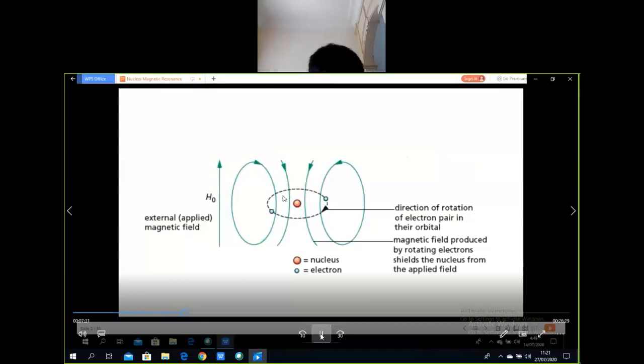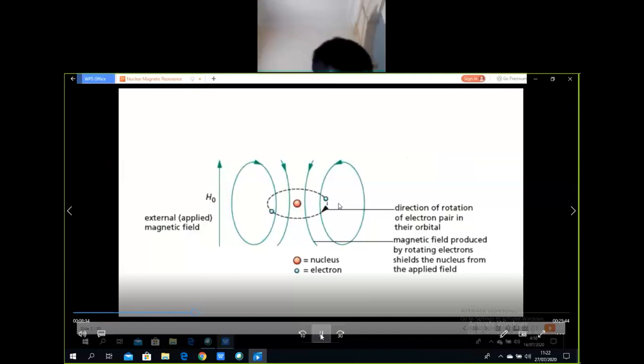This is the direction of the rotation of the electron pair in the orbital, and this is the magnetic field, which is different from the spinning. However, if a proton is near an electronegative atom within a molecule, the bonding electrons are drawn away from the proton to the electronegative atom. The proton is less shielded from the external magnetic field, and hence it absorbs the radiation at a higher frequency. The effect is pronounced if the proton is attached to a benzene ring.